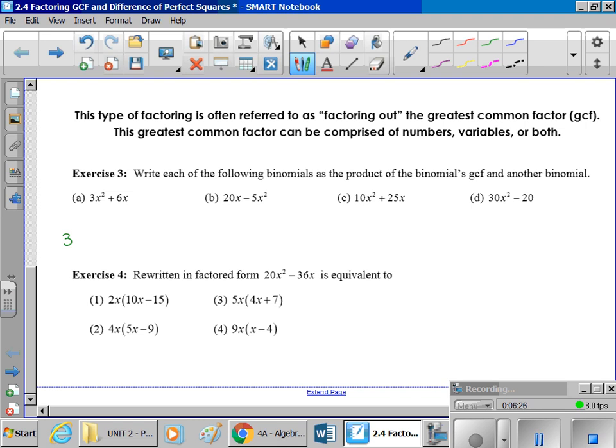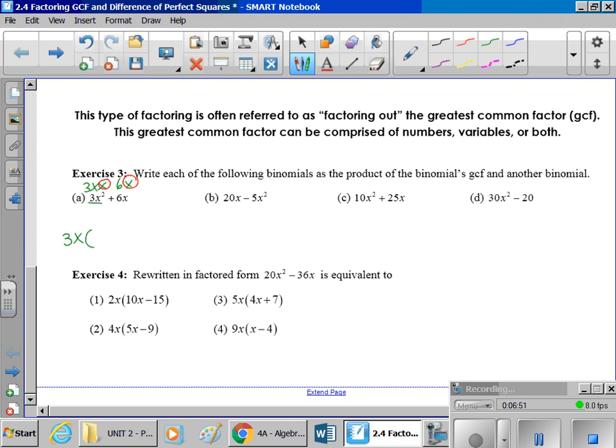But now, remember what this means. I have 3 times x, and I have 6 times x. So we're going to pull out, or factor out, the largest number of x's that is common to both of them. In this case, because we have 1x here and 1x here, I can only pull out an x. So 3x, parenthesis.